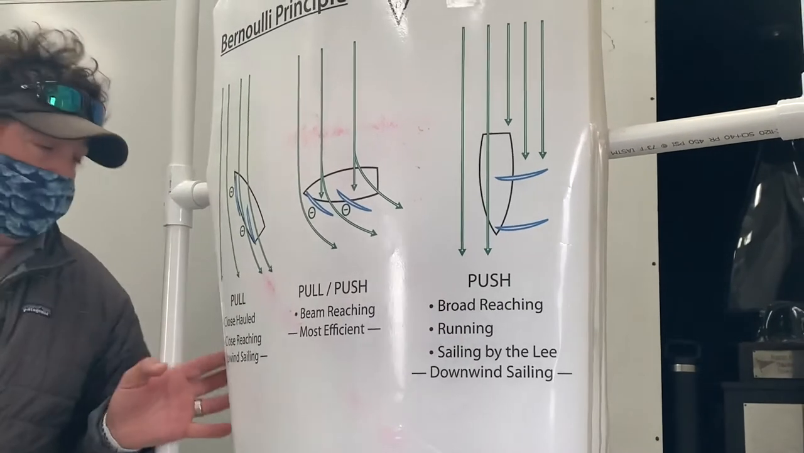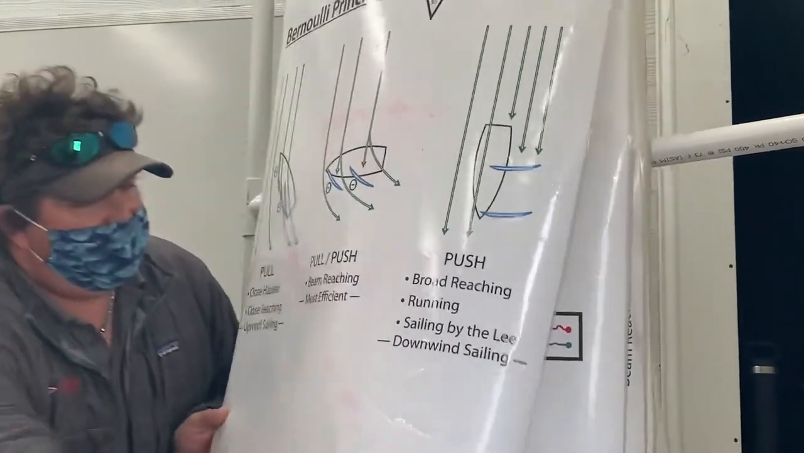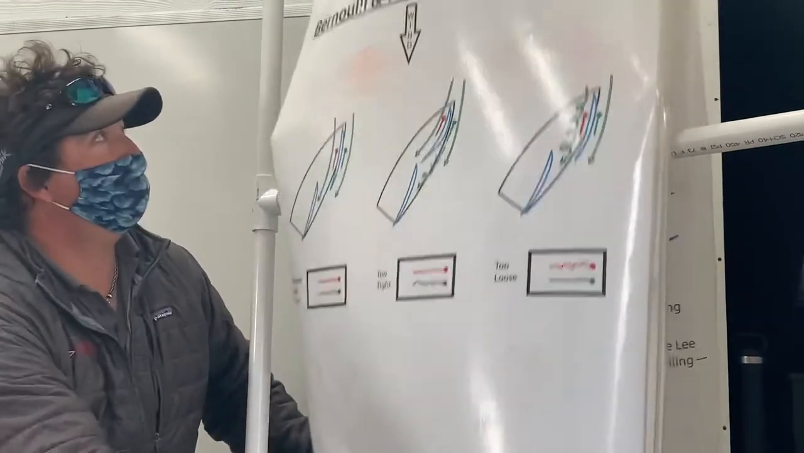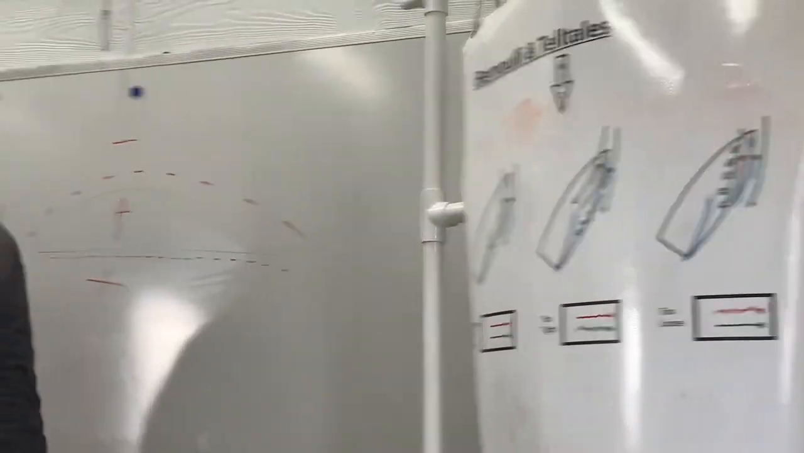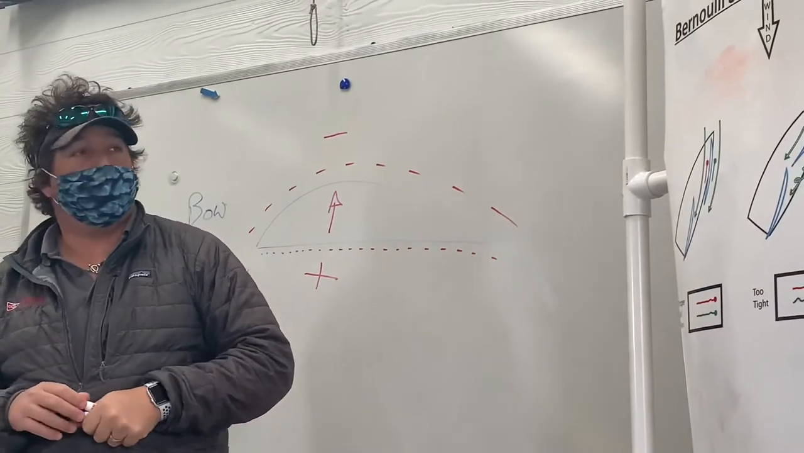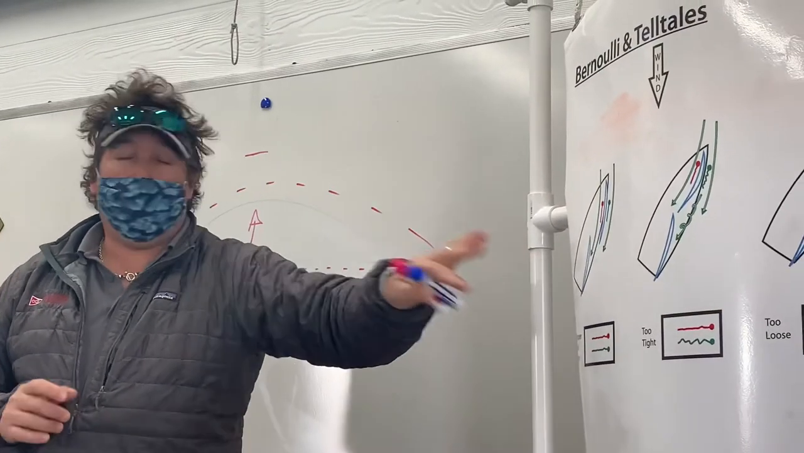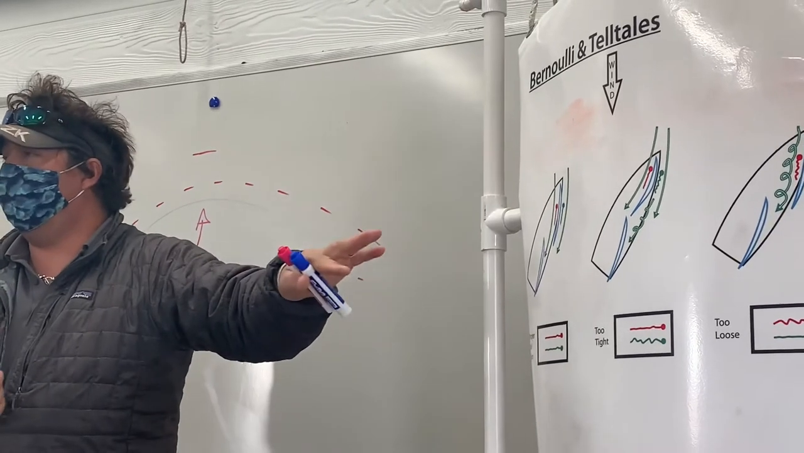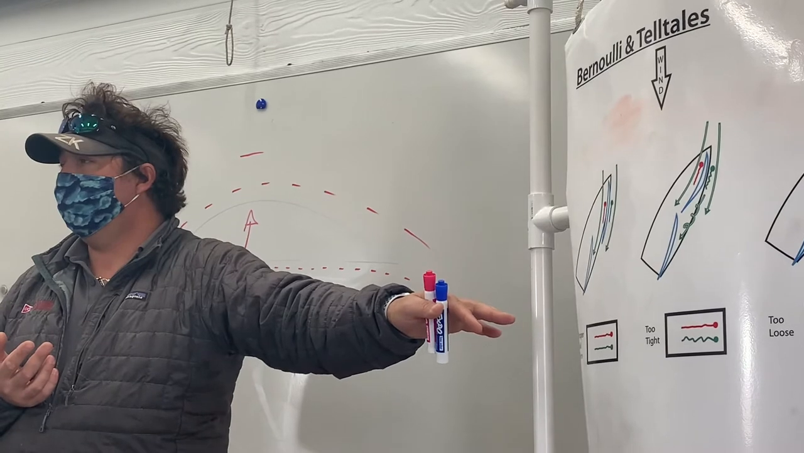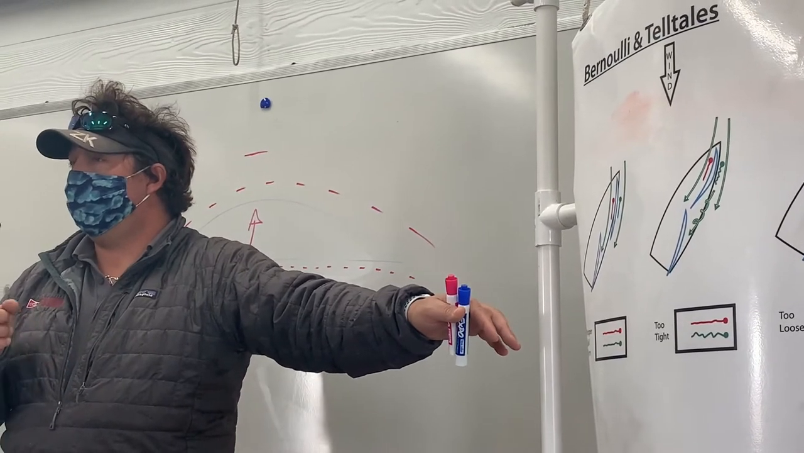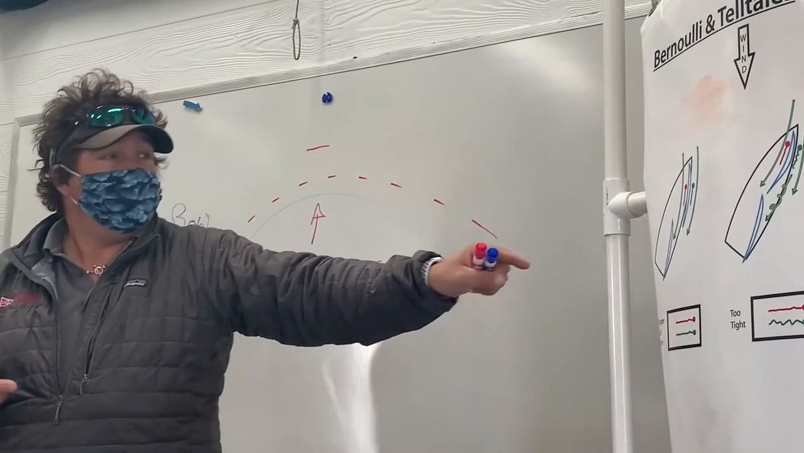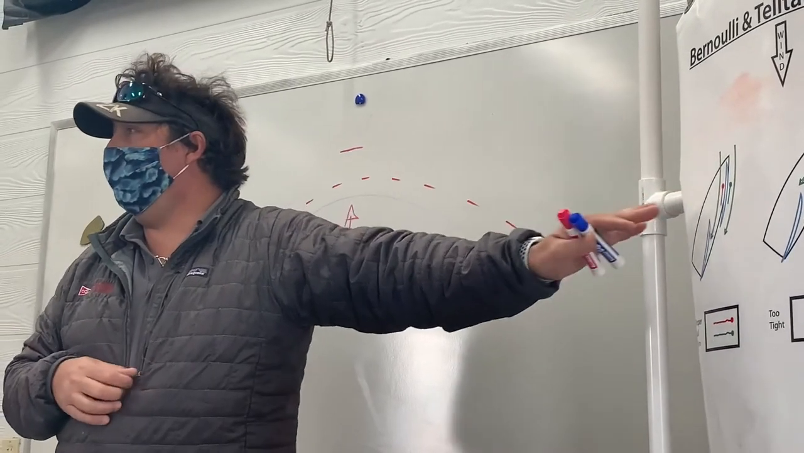Along with Bernoulli's principle of lift, we have these things called telltales. What these telltales do is they tell a tale of smooth airflow. These telltales only work when we're being pulled by the wind. When are we being pulled? Close reaching and close hauled. Yep, exactly. So that's the only time these telltales work, when we're being pulled by the wind.